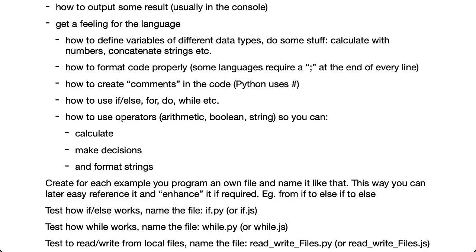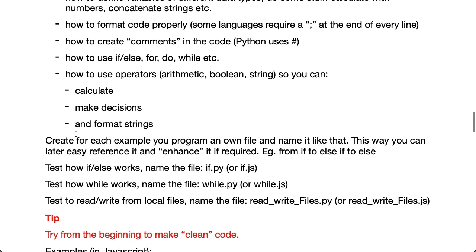Then another important thing is you should get yourself comfortable with operators: arithmetic operators, Boolean operators and string operators. The arithmetic operators will allow you to calculate. Programming is usually about calculating numbers, or formatting strings, or putting strings somewhere else, in a database for example. And the Boolean operators will help you make decisions: if, not, and, or, whatever.